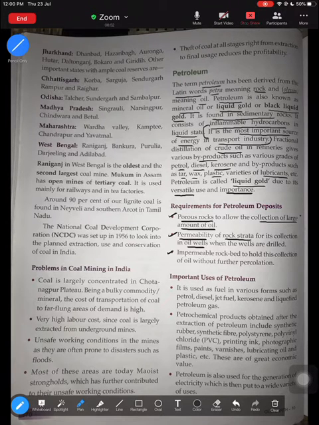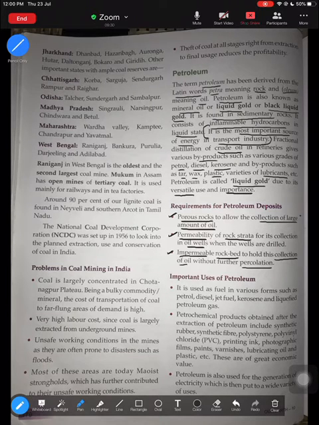And the third is an impermeable rock bed. The bed of the rock, the floor of the rock, has to be impermeable. Impermeable means something that does not allow seepage. So if the rock bed is impermeable, it can hold the oil and not allow the oil to percolate further down. So these are the three important things required for petroleum deposits. One is the rock has to be porous, the rock layers have to be permeable, and the last and most important thing, the rock bed, the floor of the rock, has to be impermeable so that the oil does not percolate or seep in further, but rather gets collected.